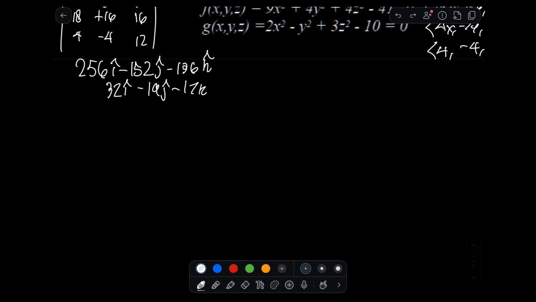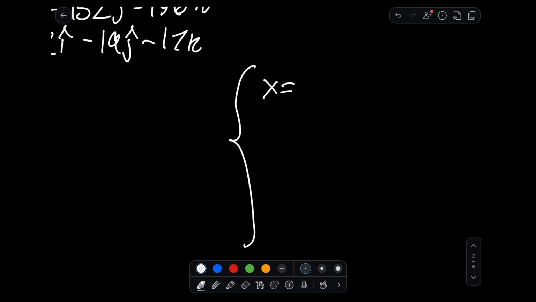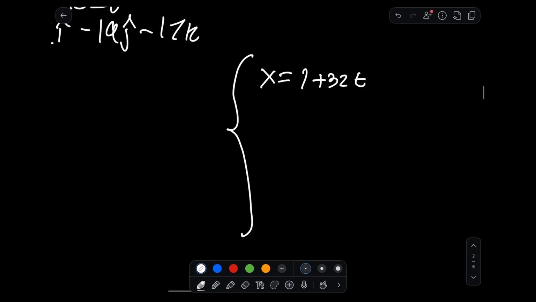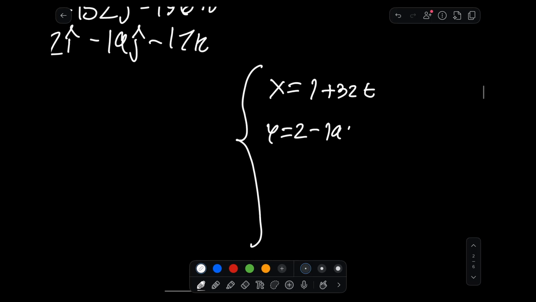And from our earlier sections, we remember how to do this. We would have to write it like this, or with this little squiggly line: x equals 1 plus 32t, because 1 is our x value, y equals 2 minus 19t, z equals 2 minus 17t.